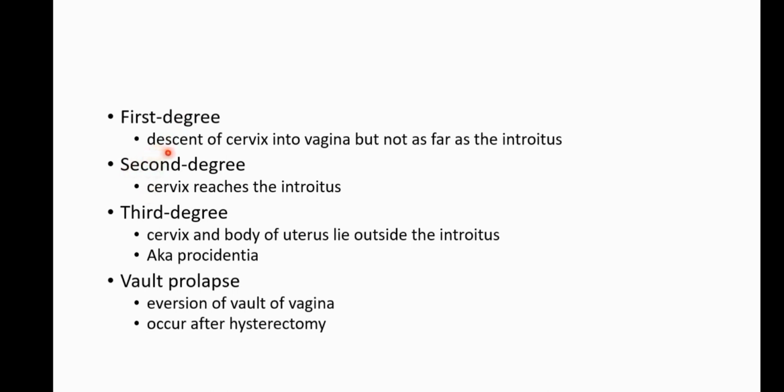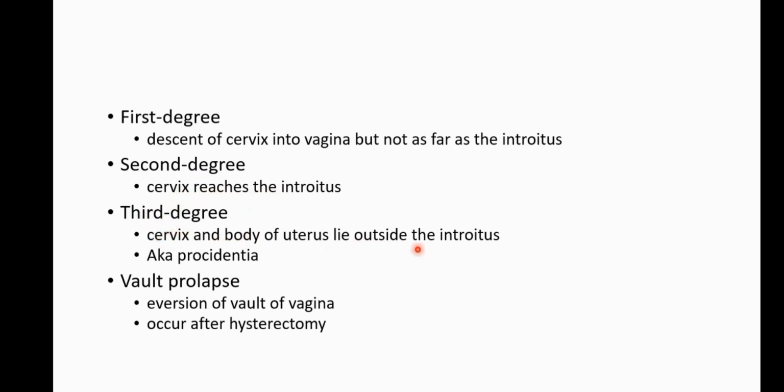In second degree it is at the introitus, and then coming towards the third degree, the cervix and the body of the uterus lie outside, the procidentia. So ultimately in first degree, it is before the introitus, in second at the introitus, and in third beyond the introitus.